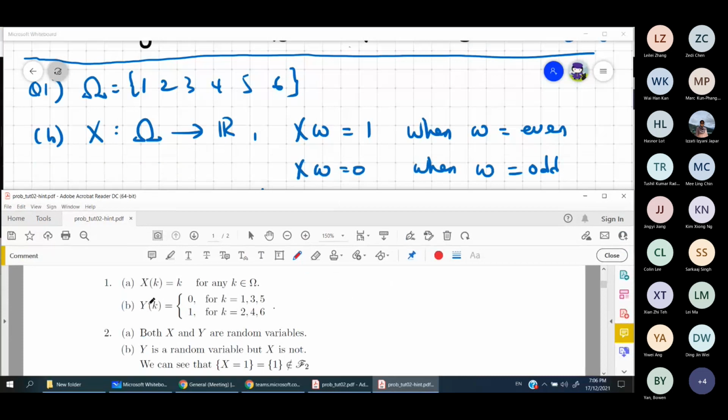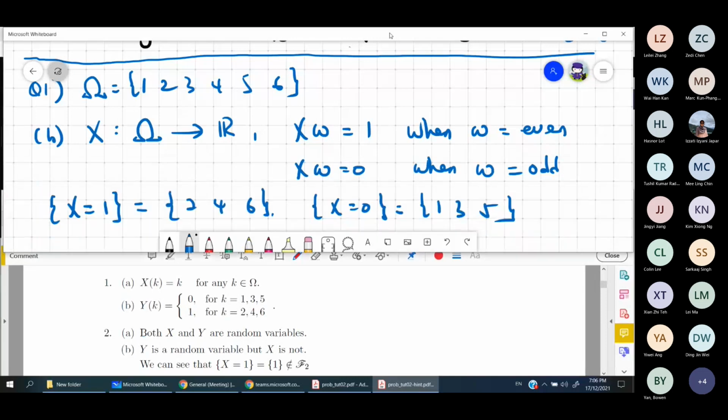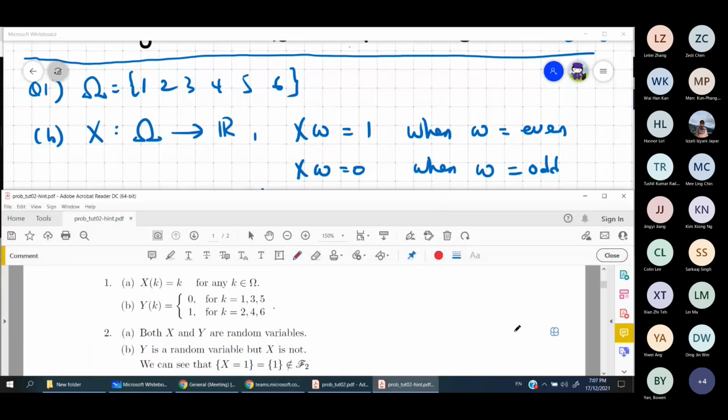Okay, I'm putting Y instead of X, and using k instead of omega. So this is the way. Because we are interested in whether the output is even or odd, we take 1 when the outcome is an even number. So I believe that should be okay, right?